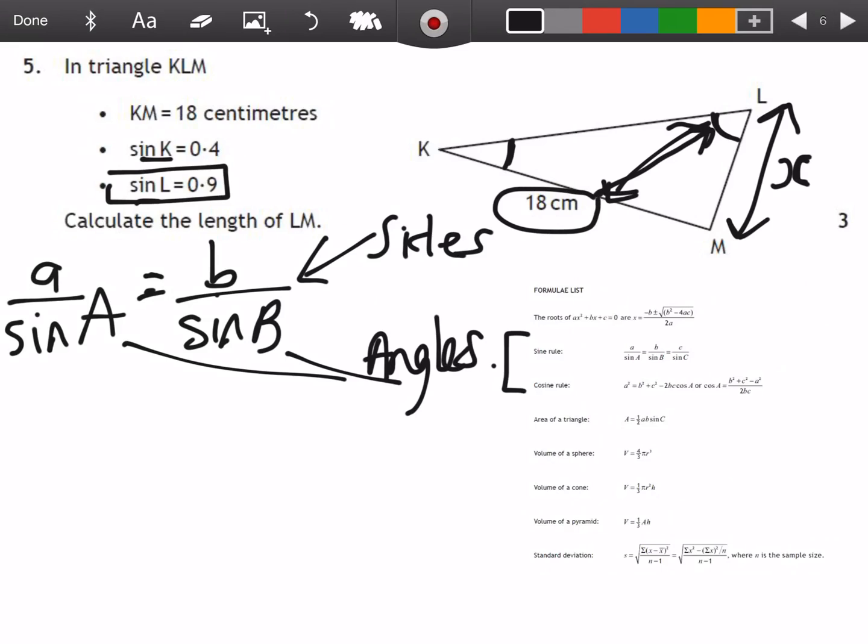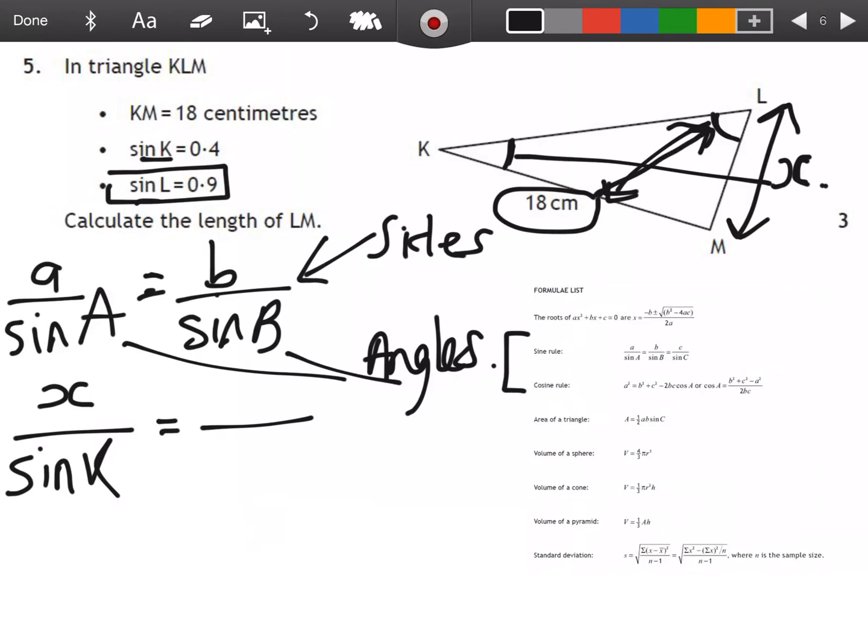I would always say, we don't need all 3 parts, we don't need c over sine C. We're only looking for a matching up pair and another ratio as well. I would always say, put x, the one that we're trying to work out, on the left-hand side of the formula. What is x? x is a side, so x is at the top. And underneath, it's not sine A, it's sine K.